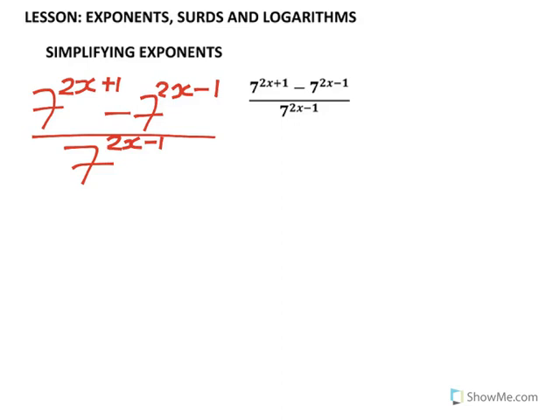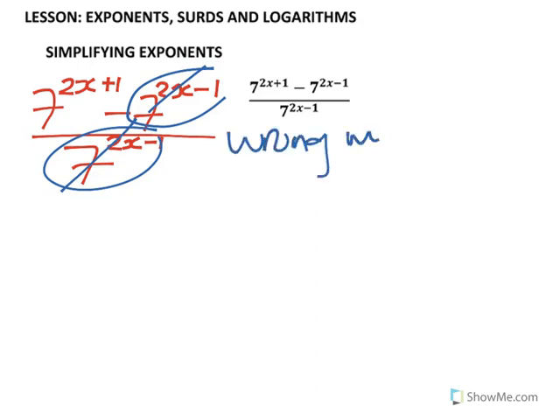Now, there is a most common mistake some people make. They'll say, oh, there is already 7 to the 2x minus 1 here and 2x minus 1 here, and they cancel that. This is the wrong method.